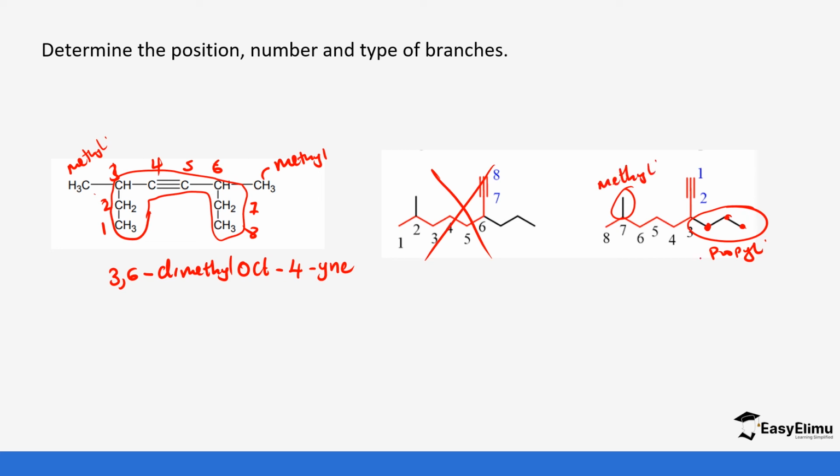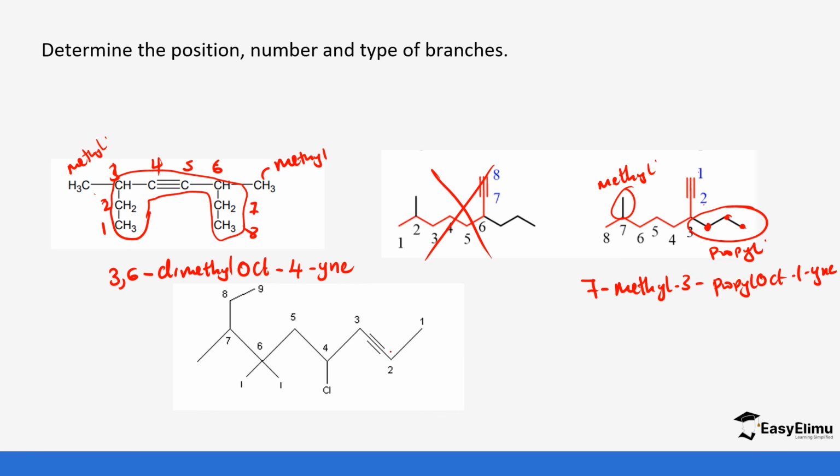So when you look at it alphabetically, we start with the methyl. Methyl is at carbon number 7, so it becomes 7-methyl. And then propyl is at carbon number 3, so it's 3-propyl. The parent name is 8 carbon, so it's oct. And then carbon number 1, yne, as we did before.